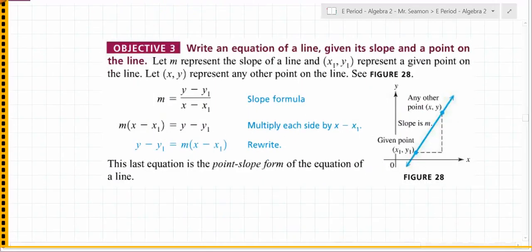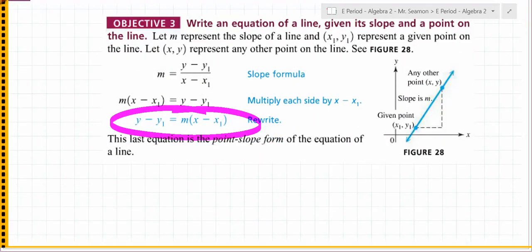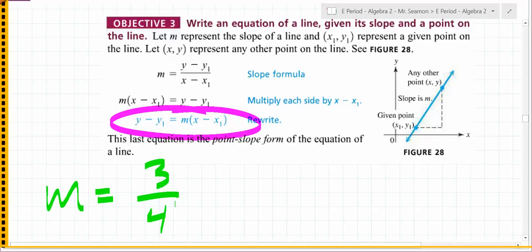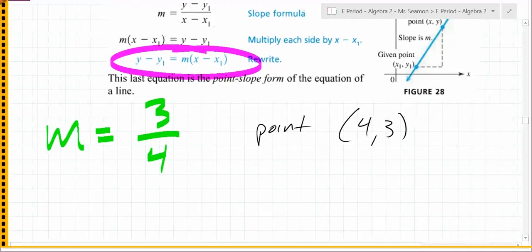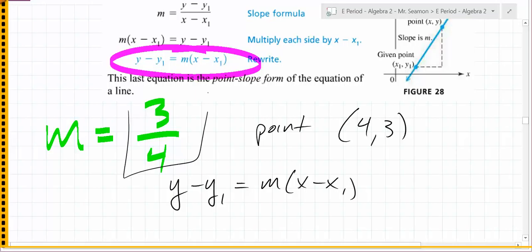So let's just try using this. And this is how you usually see it written, just like this. Milo, give me a slope. Any slope you want. 3 over 4. Nice. Shane, give me any point you want. 4, 3. So the formula we have is y minus y1 is equal to m times x minus x1. Where does the 3/4 go? It goes in for m. That is the slope, so it goes right there.